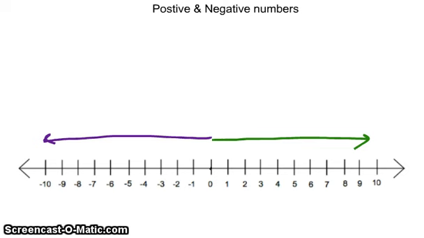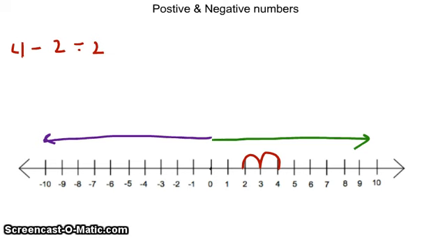So, what we find is that if we have a situation like 4, and we want to go -2, we would start here at 4 and go 1, 2, and we end up at 2.